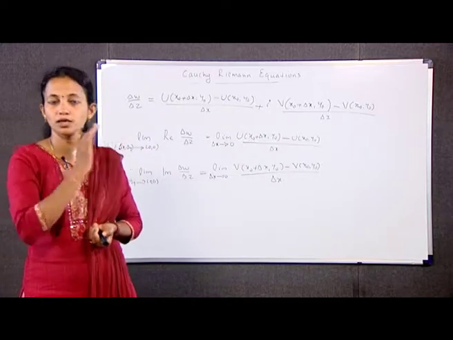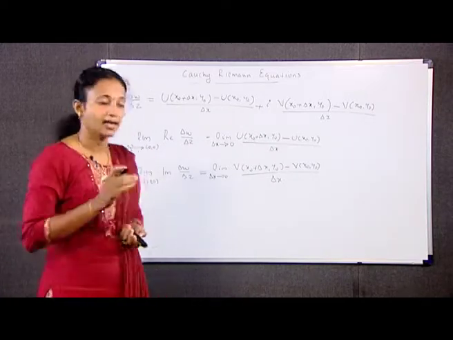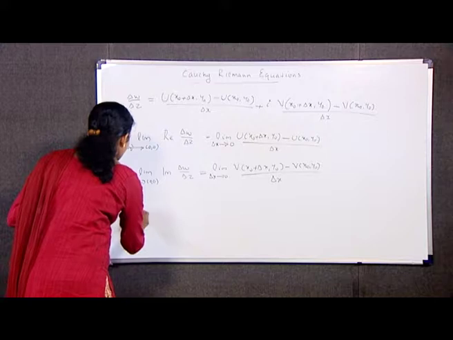Substituting these values in equation number 4, we find that f dash z0 is equal to ux(x0, y0) plus i vx(x0, y0). Equation number 5.